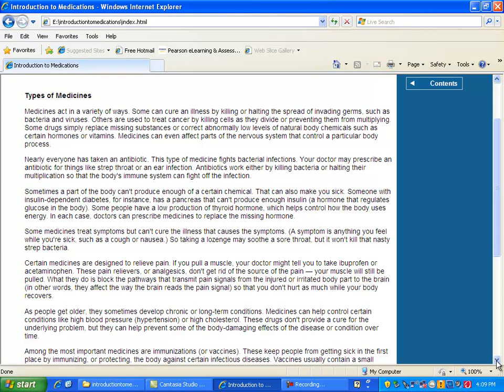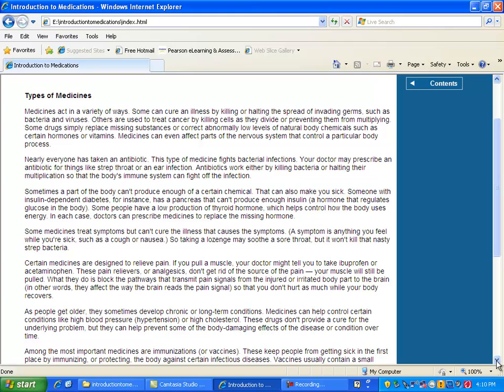Medicines can affect parts of the nervous system that control a particular body process. Nearly everyone has taken an antibiotic in their life. This type of medicine fights bacterial infections. Your doctor may prescribe an antibiotic for things like strep throat or an ear infection that's caused by a bacteria. Antibiotics work by either killing bacteria or halting their multiplication so that the body's immune system can fight off the infection.